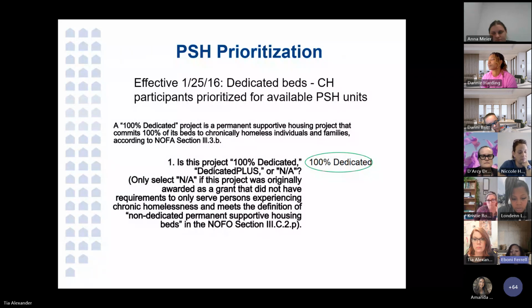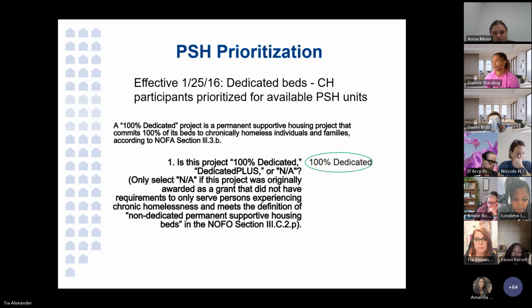Every time we apply for a CLC PSH project, we select in the project application that the project commits 100% of its beds to chronically homeless households. This doesn't mean that beds should be held open if there are no eligible households that meet the criteria of chronic homelessness. A non-chronically homeless household may be placed in a chronically homeless dedicated bed if coordinated entry certifies that there was no eligible household that met the criteria of chronic homelessness at the time of match.